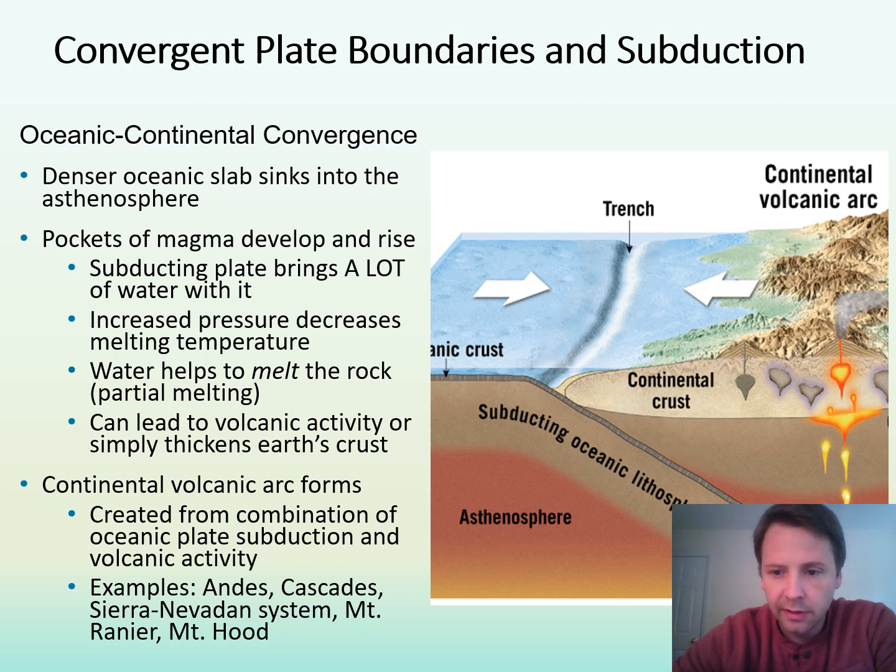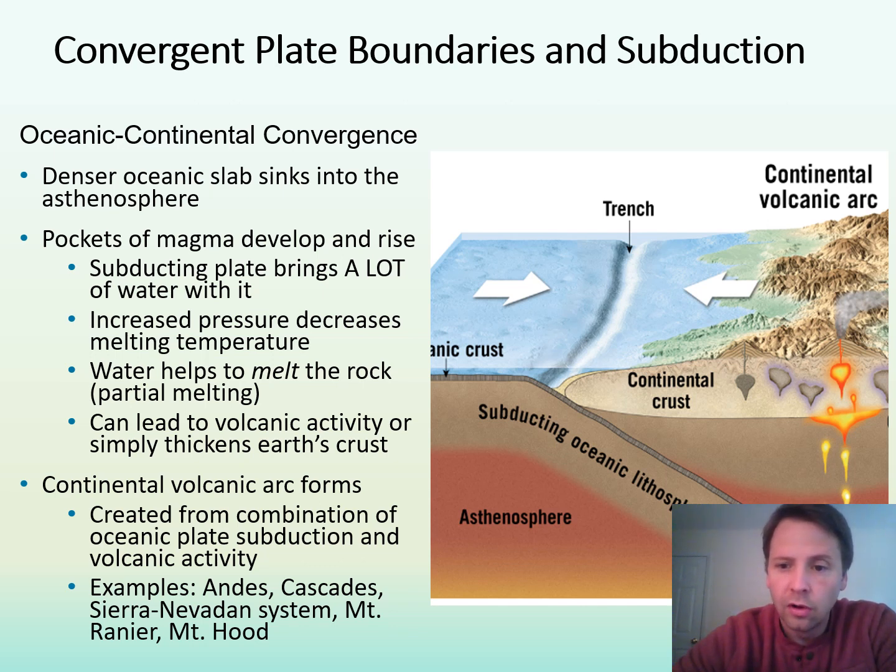Or if I move my picture again, right? We have the subducting plate bringing rocks, but a lot of water with it. When the water gets down into these high density, high pressure zones, it basically causes the rocks to melt, right? And this lava now will rise to the surface. And it has two possible outcomes here.